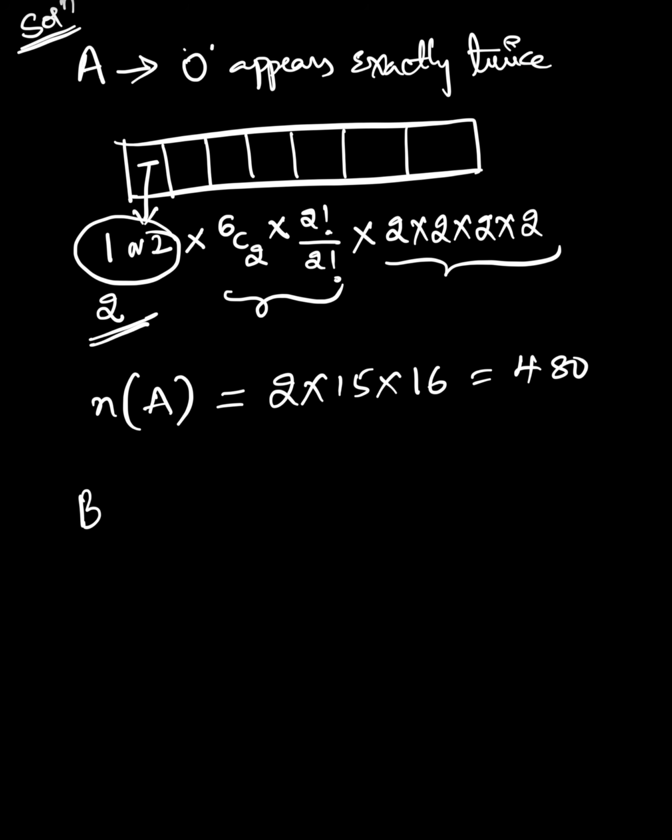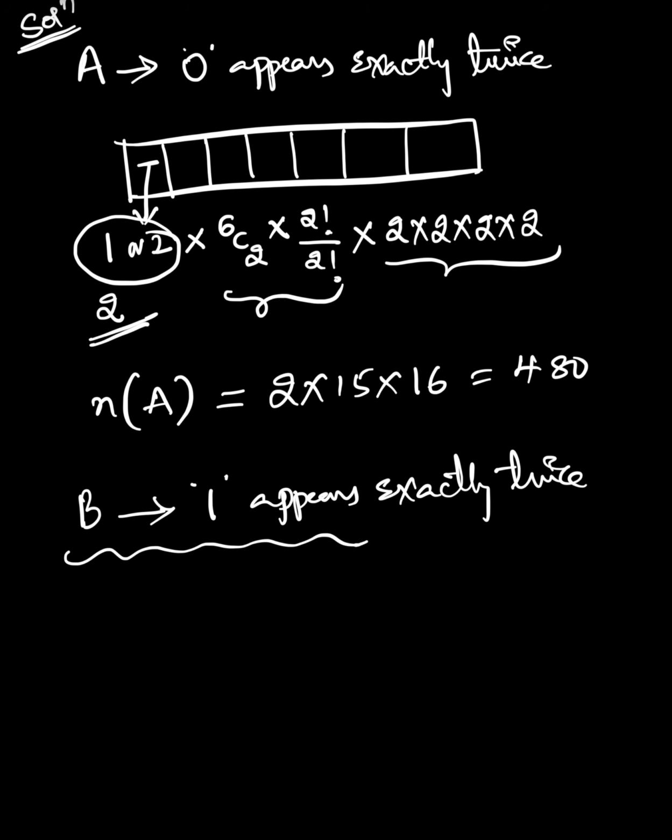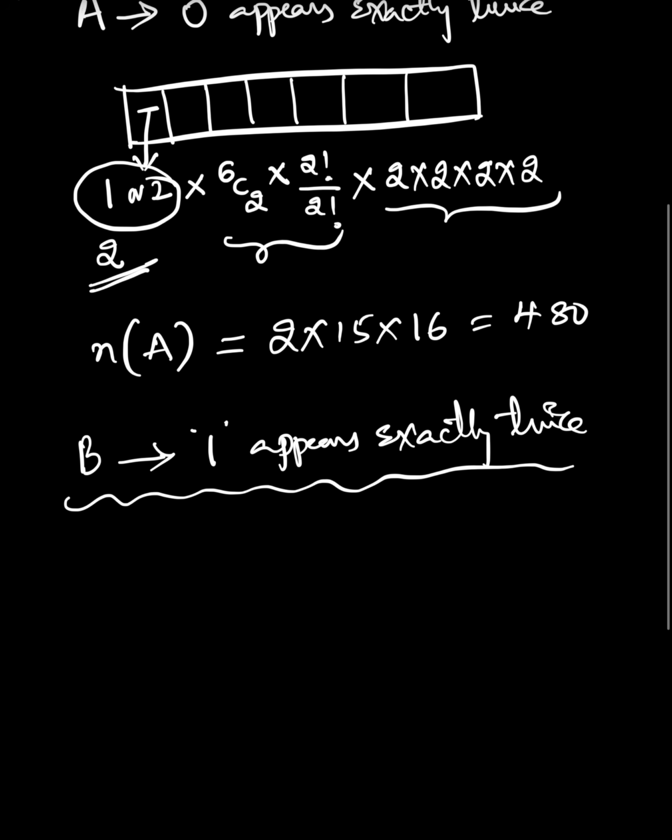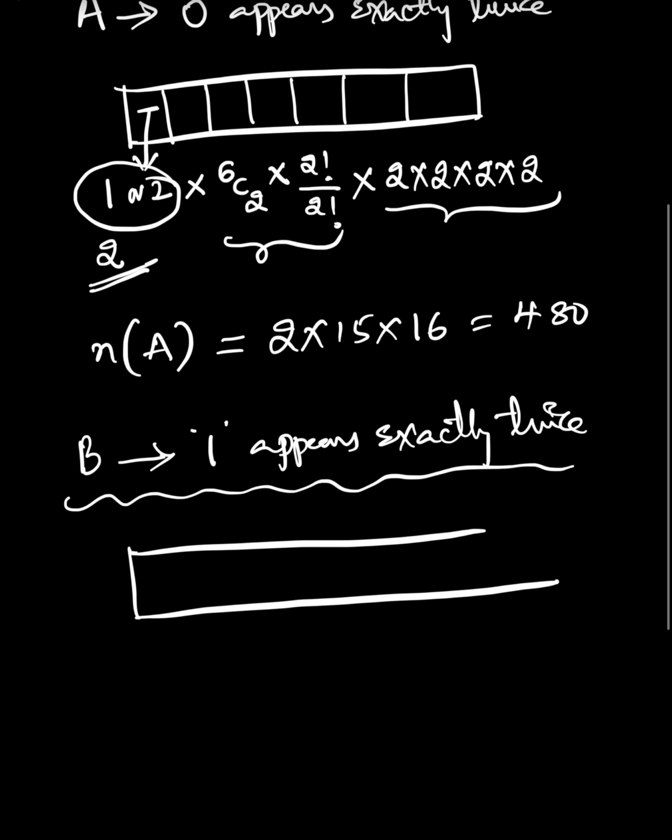Next, move on to B. So 0 appearing exactly twice is over. Next, 1 appears exactly twice. Now coming to this, 1 appears exactly twice. Now I take 7 blanks, and this arrangement can be done in 2 cases.